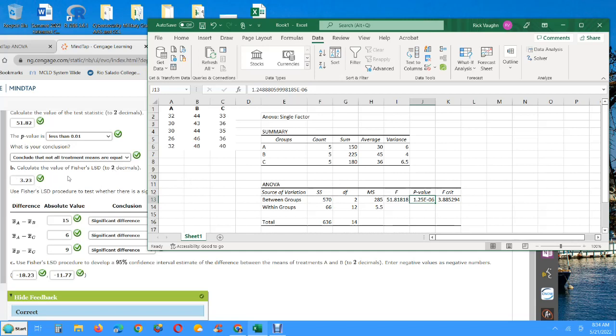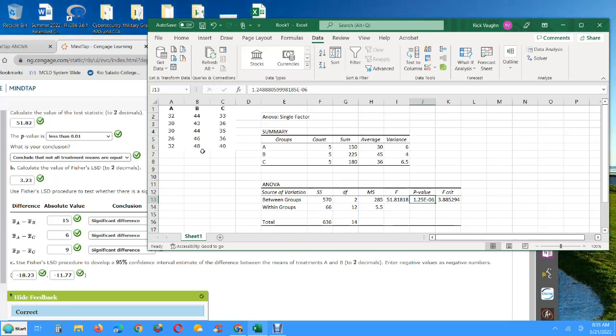So the first thing we do is calculate what's called the Fisher's LSD. Now, normally, your Fisher's LSD is going to be dependent upon which 2 groups you're comparing: group A to group B, group B to group C, group A to group C. But in this case, we have the same count, and therefore this calculation of the Fisher doesn't really depend upon anything except how many data items you have in each group.